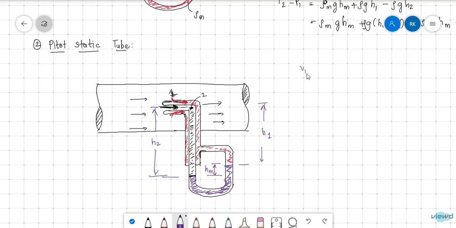So the velocity v1 is equal to under root 2gh. So under root 2g into, the same formula can be used, hm into Sm by S minus 1. Simple. So the same formula is used for the pitot-static tube also, but the measuring is different.